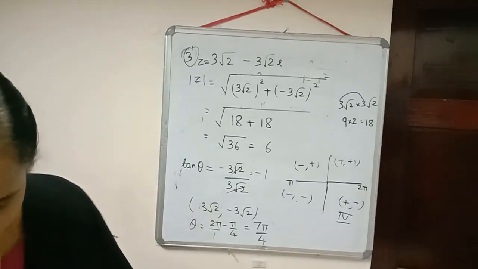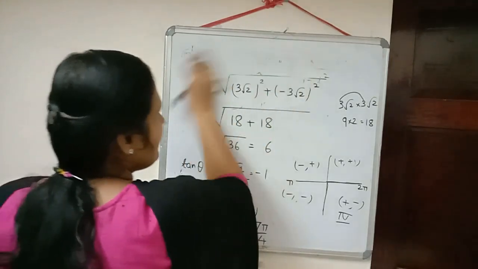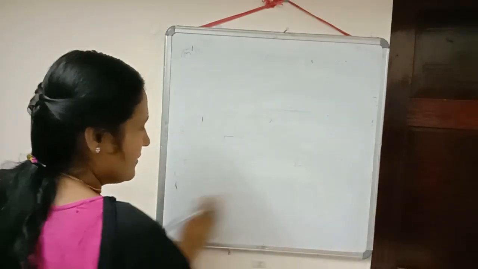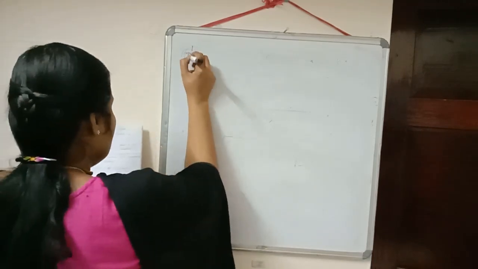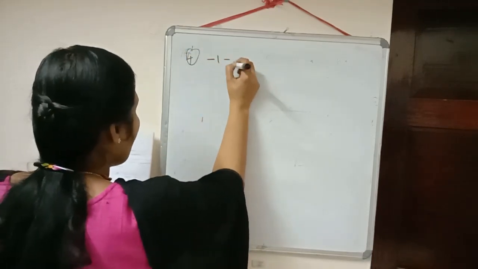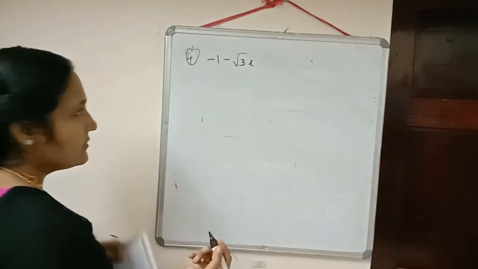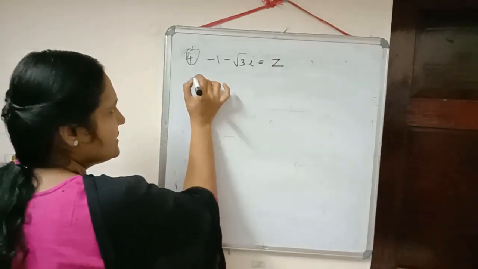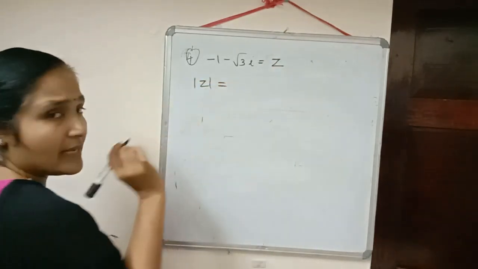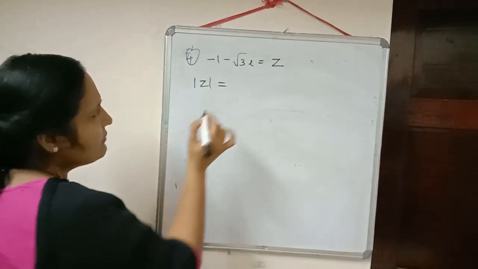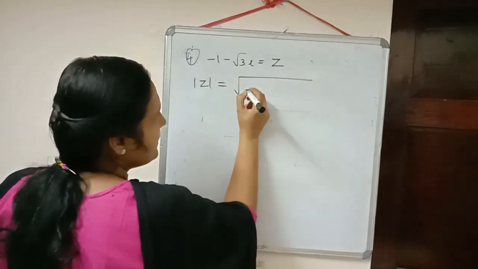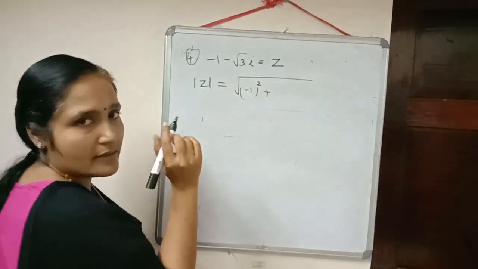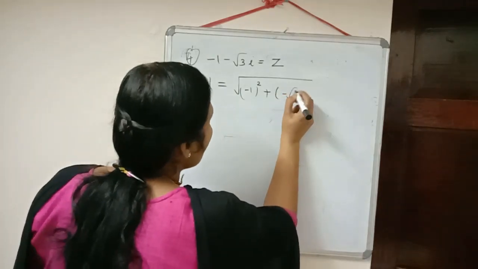Okay. Now write down the next question. Fourth question: −1 − √3 i. First we can calculate the modulus. Take this complex number as z, so it is easy for us to write down. That's why I am taking it as z. So mod z will come as the square root of the real part squared, (−1)², plus the imaginary part squared. The imaginary part is −√3.